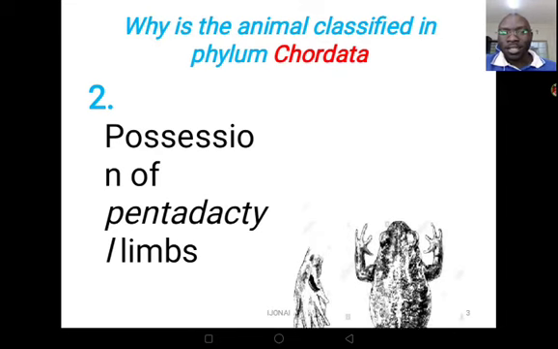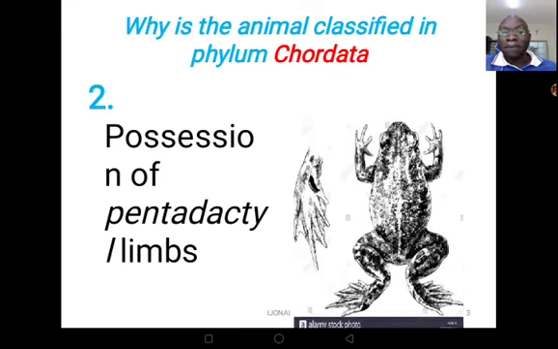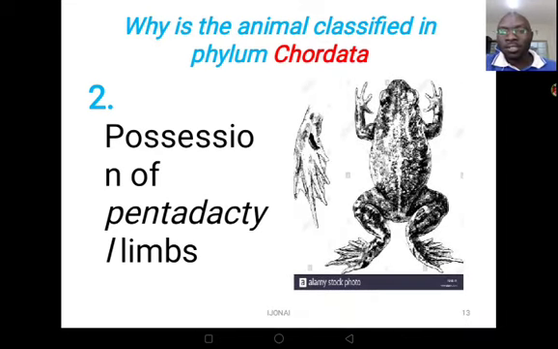Yeah, the second one is possession of the pentadactyl limb system or pentadactyl limb plan. So what do we call the pentadactyl limb plan? So basically this is when the limbs end in 5 digits. That is what we call the pentadactyl limb plan.